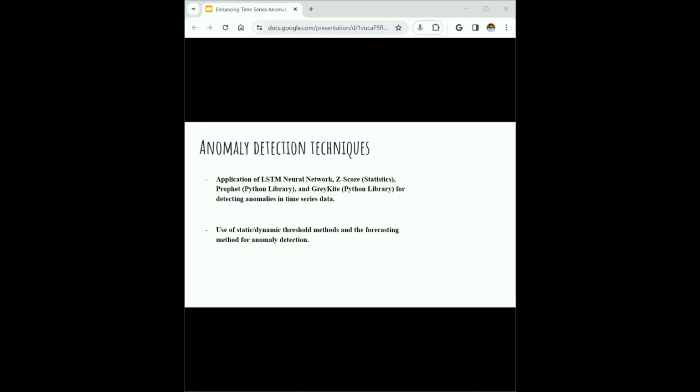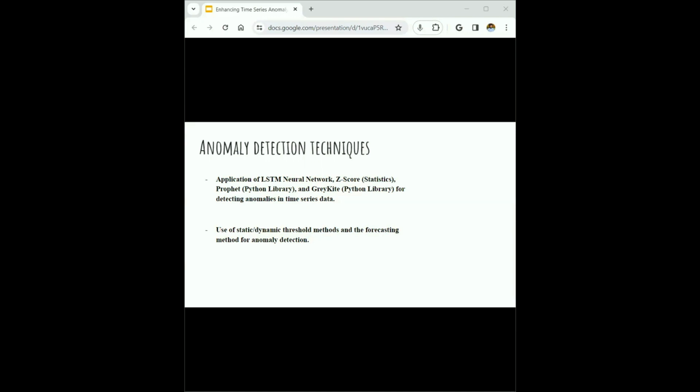Now, if we talk about two techniques, first of all, we have discussed the Microsoft system overview, where Microsoft provides its own solution that we can use. The second approach we have used is called LSTM neural network, which is long short-term memory. And this is one of the common deep learning models for anomaly detection.